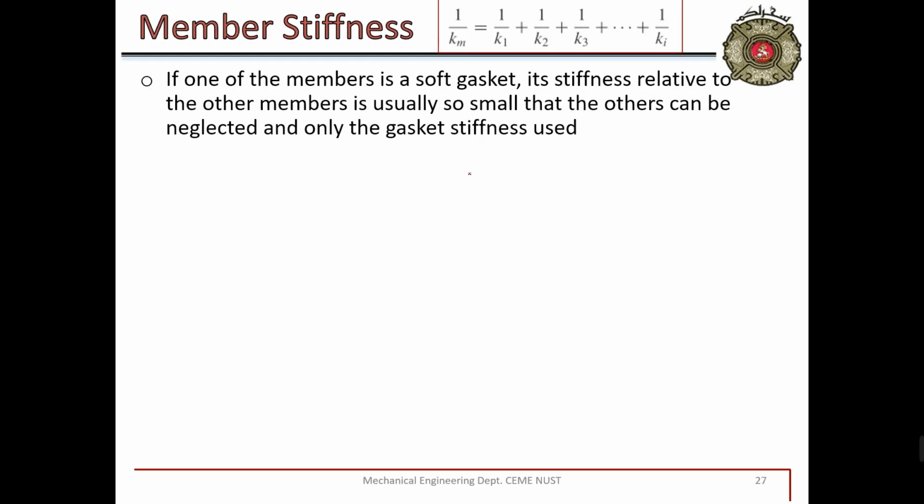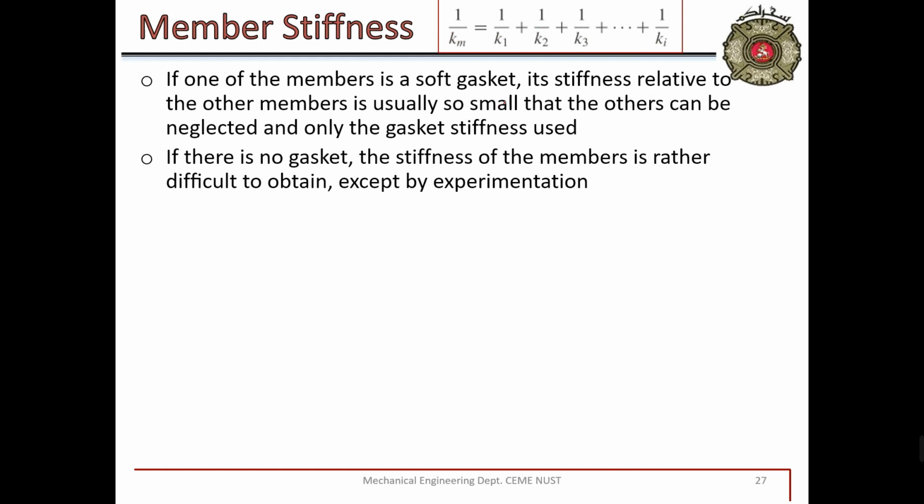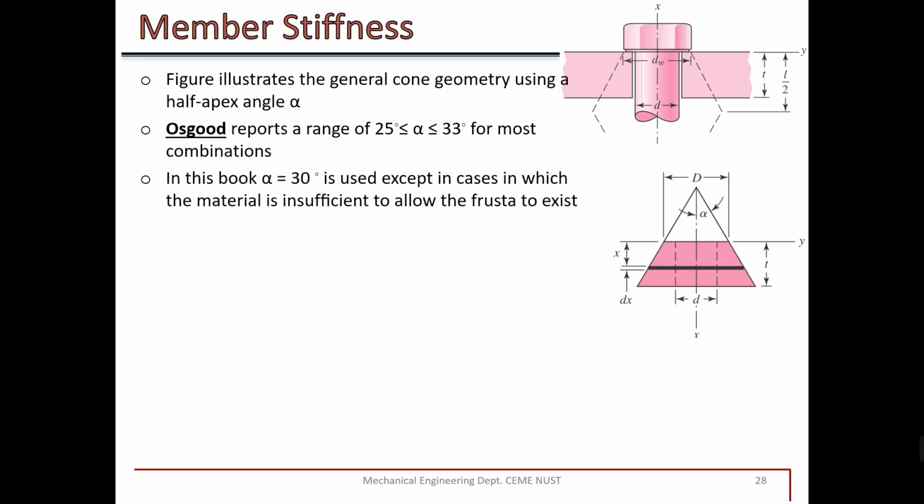Once we calculated the stiffness of the bolt, the next topic was to calculate the stiffness of members. All the members are in series, so for each member we have to calculate stiffness. In this case K1, K2, K3, K4 up to Ki, and all the stiffnesses will be added together by this equation, and we will get Km, which is the stiffness of members. There is a lot of research going on. After research, they have solved it with a simpler method, which is using frusta 1, 2, 3.